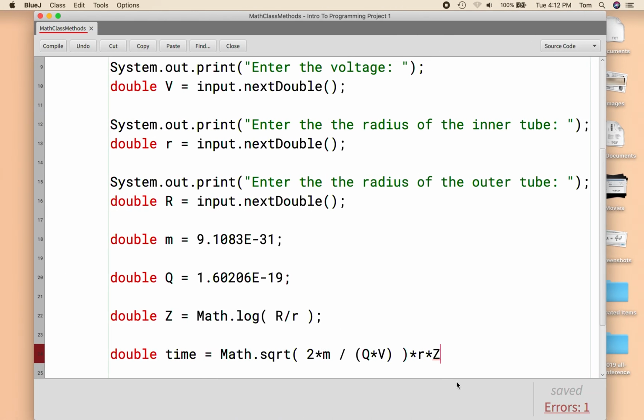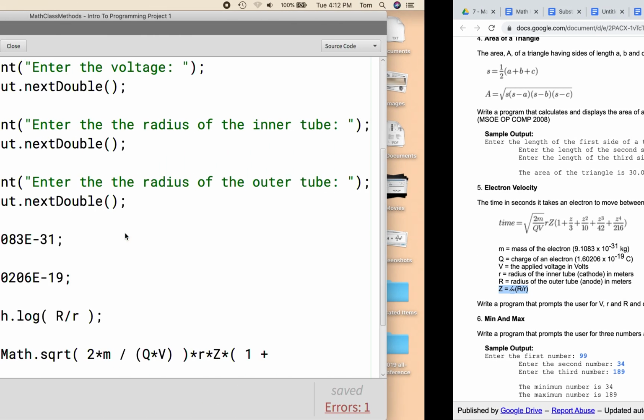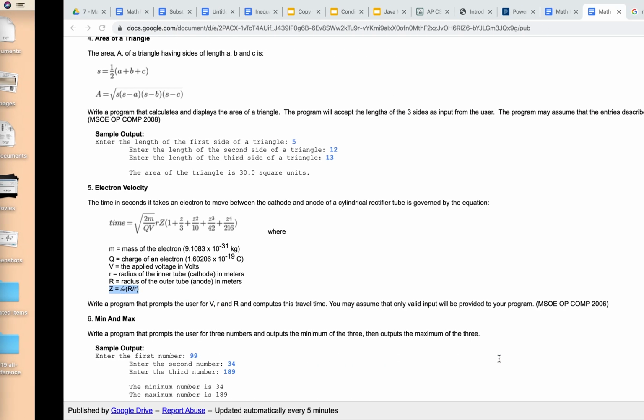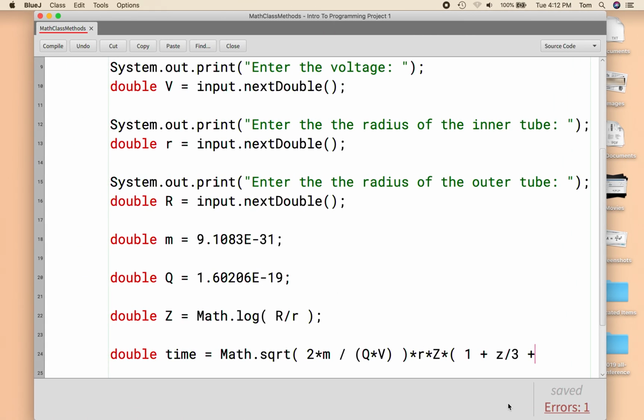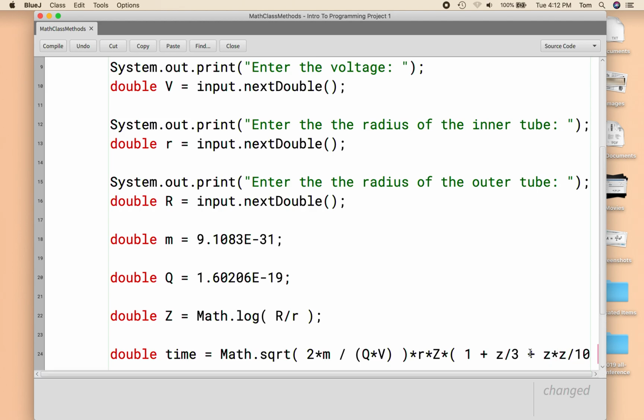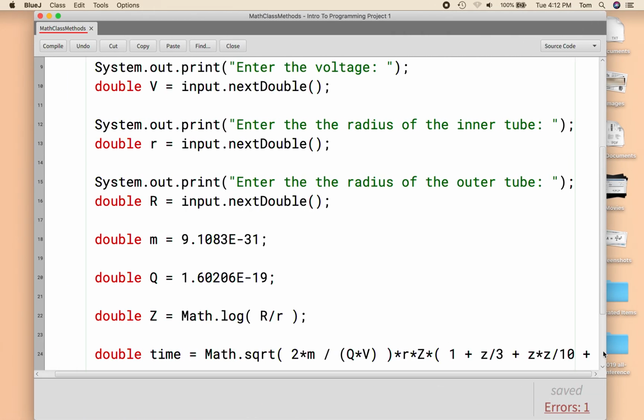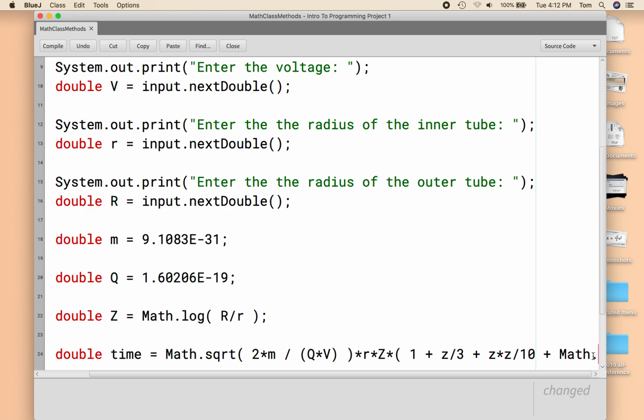So times parentheses, and then inside the parentheses we're doing 1 plus, and now we're going z divided by 3 plus z squared divided by 10. Now if it's something like z squared, I just go ahead and do z times z. It's just a little bit faster for me. If it's something like the next thing, which is z to the third divided by 42, I might do z times z times z, but we can also do math.pow.